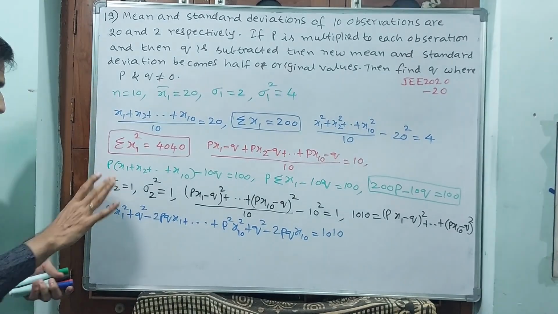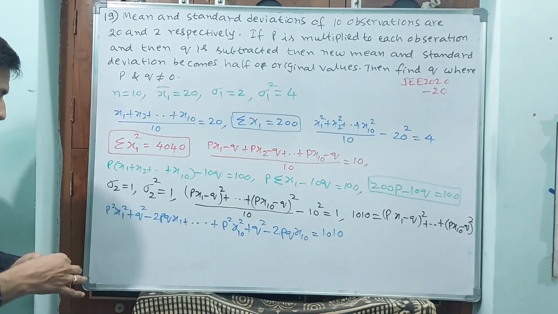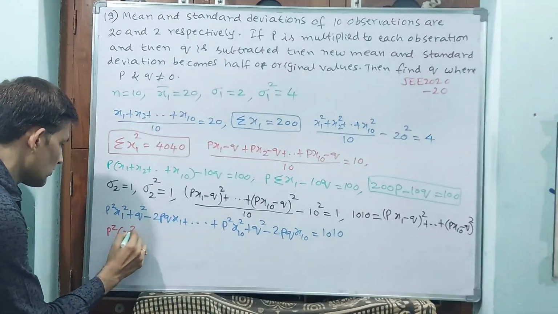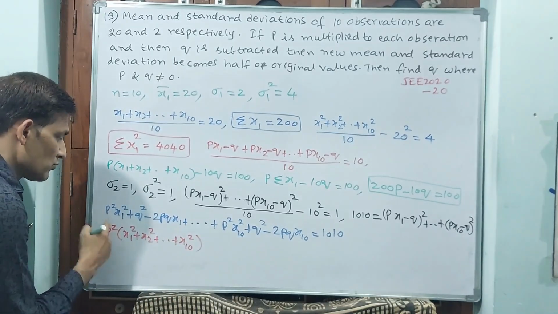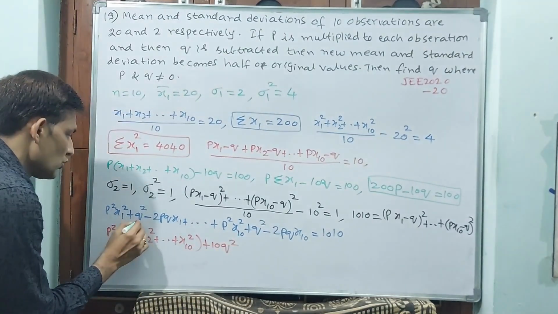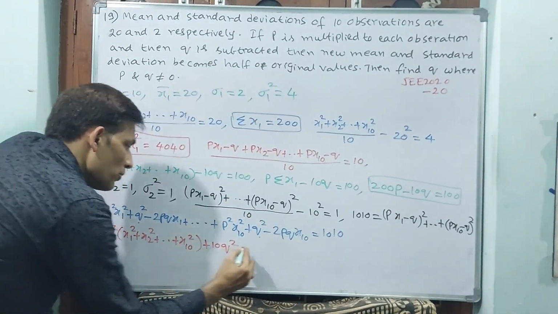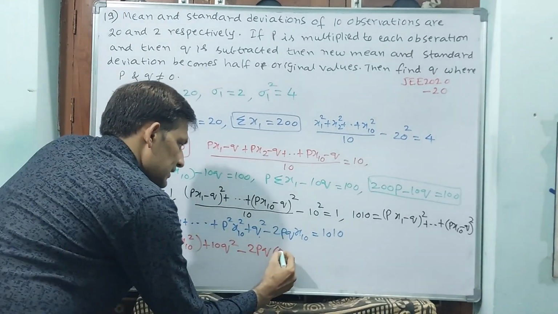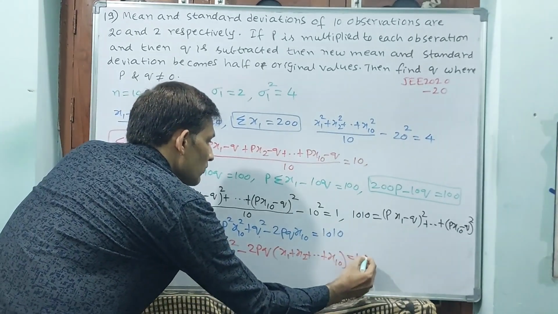Is it okay? Okay. Now, see again you have to segregate here. How are we going to segregate? Like this we segregate. If you take p square common, what will happen? x1 square plus x2 square plus up to x10 square. Q square 10 times, that means 10 q square, plus only, but minus 2pq if you take common, x1 plus x2 plus up to x10. This is equal to 1010.